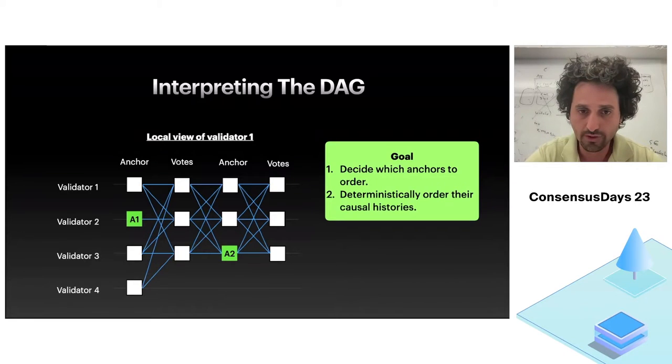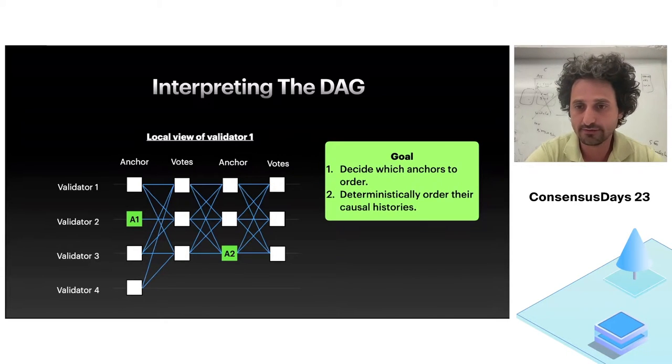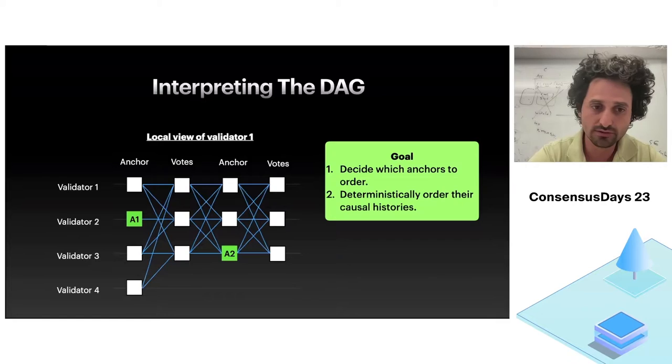Okay, so we have this DAG, we have the predetermined anchors, and the goal is to determine which anchor to order and which one to skip. And this is where the consensus logic is going to be. And once we determine this, the rest is just applying a deterministic rule to order the causal histories of the anchors one by one. Again, because all the causal histories are the same, because this is what we get from the non-equivocation property, it is going to give us a total order.